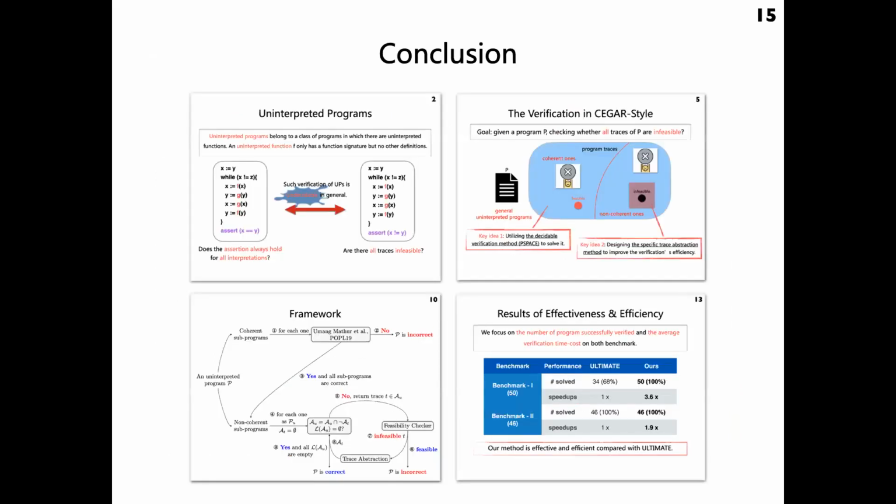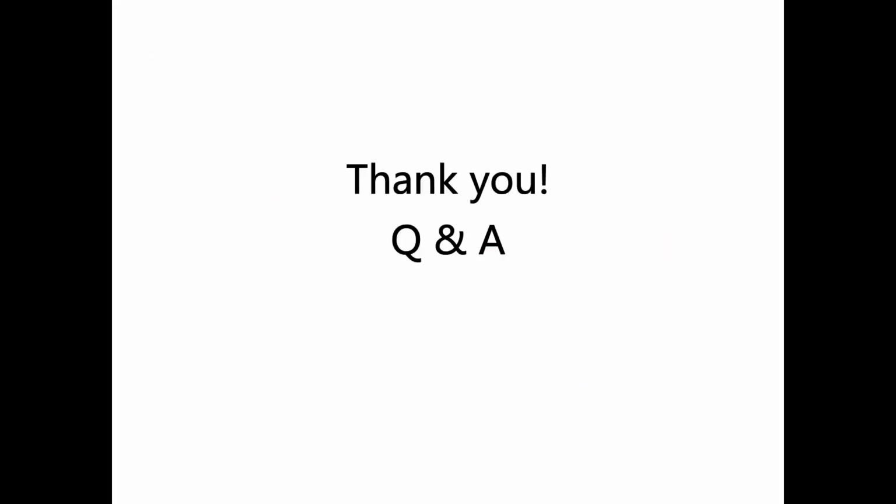Finally, let's conclude. For general uninterpreted programs whose verification problem is undecidable, based on some observations, we propose the first key idea that the program can be split into different parts, and one of them can be solved by the decidable verification. And the second key idea that we can design a specific trace abstraction method to improve the verification's efficiency. Such a verification framework has been implemented as a prototype, and the evaluation result is promising. For more details, you can find it in our paper. That's all. Thanks.